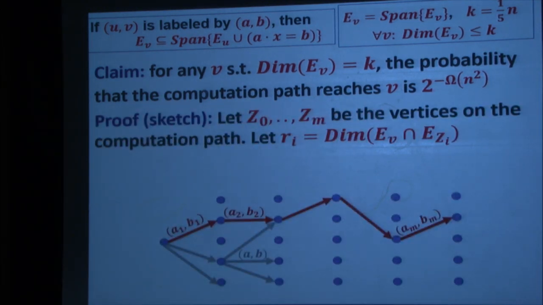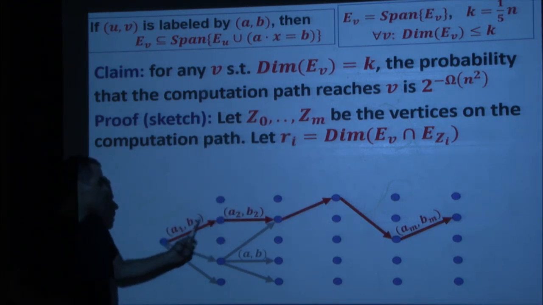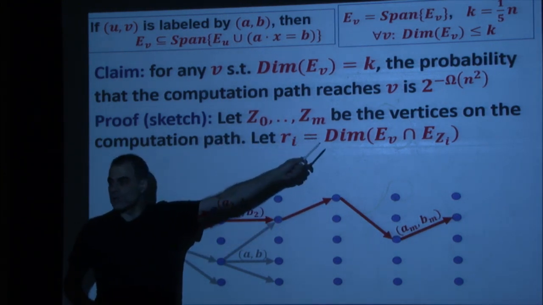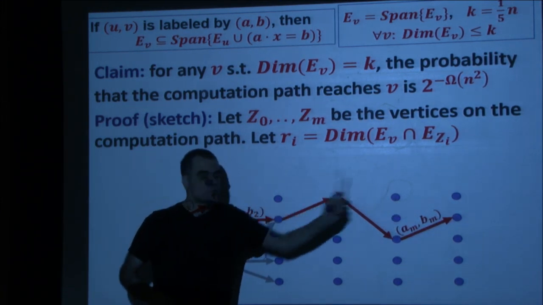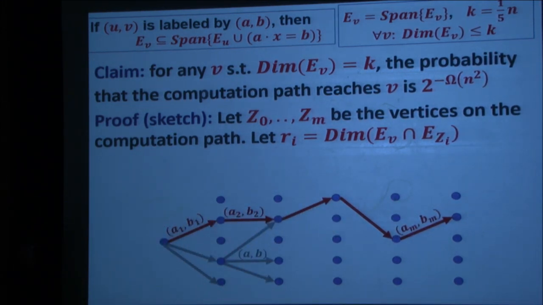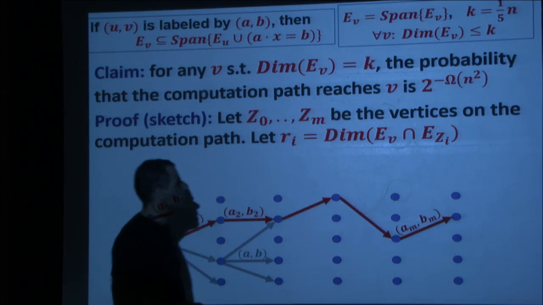And I will give a sketch of the proof, but it gives the main idea. So let's denote the vertices on the computation path by Z0 to Zm. Z0, Z1, Z2, Z3 to Zm. And let's assume, without loss of generality, that V is in the last layer, just for simplicity.